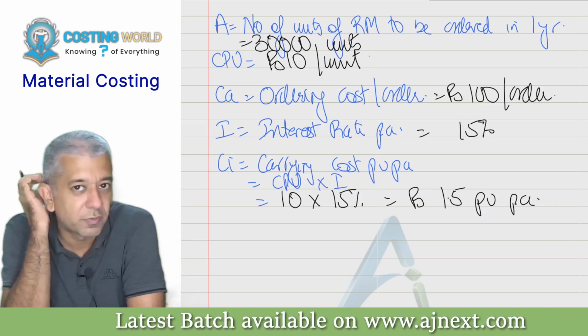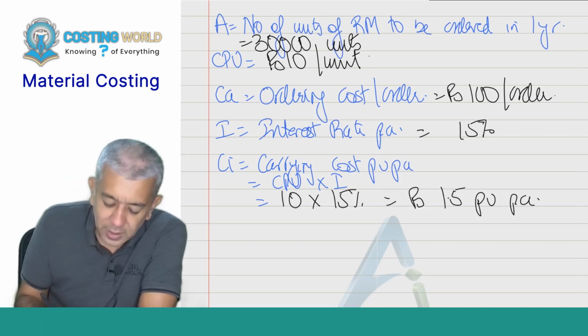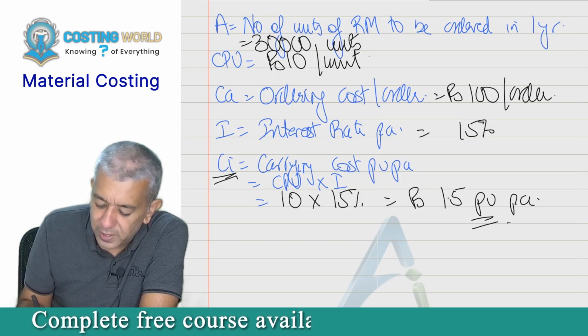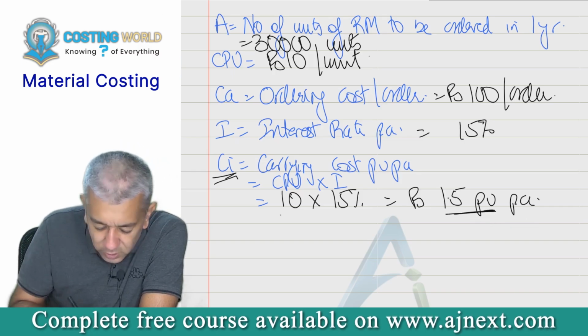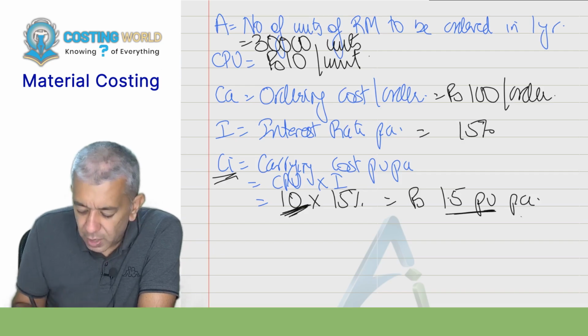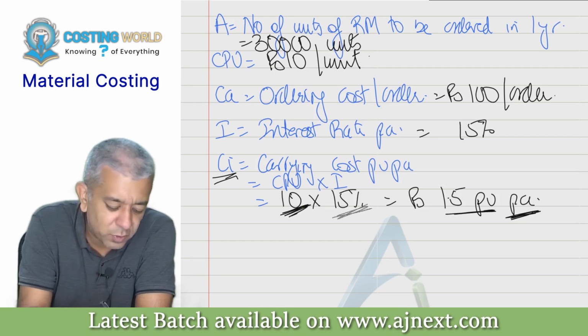Please just ensure one thing, especially in the future questions, not much in this question, that carrying cost is per unit per annum, beta. Obviously this is per unit because this is cost per unit. Of course this is per annum because this interest rate is per annum. So just be careful of these small little things.